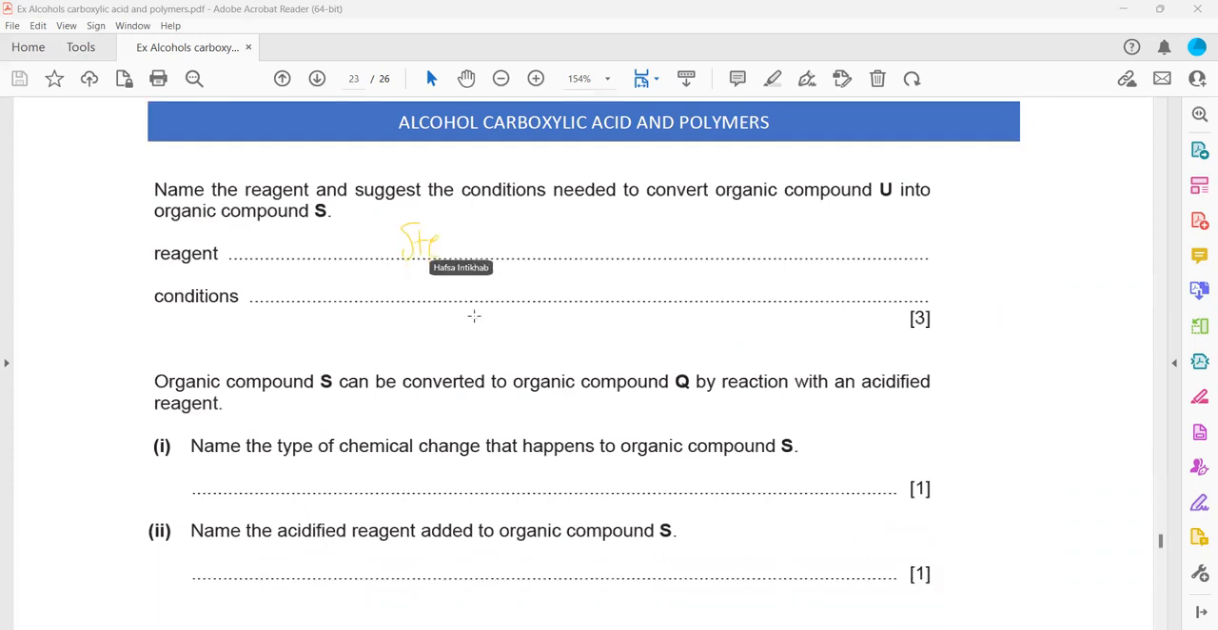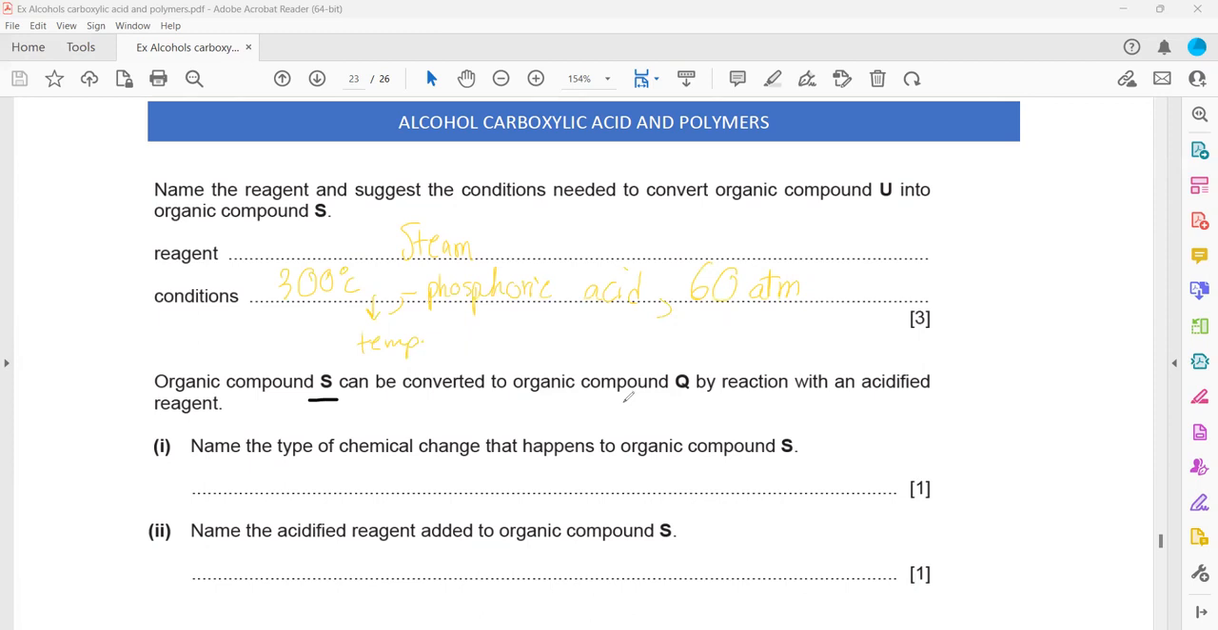So what are the reagents? Steam is there. And what are the conditions? 300 degrees Celsius, 6000 kPa, and phosphoric acid catalyst. So better mention the temperature instead of just mentioning high temperature, catalysts as well, and temperature condition.